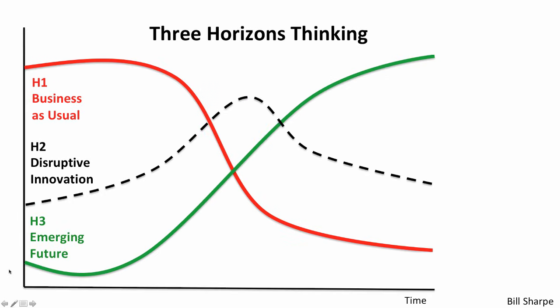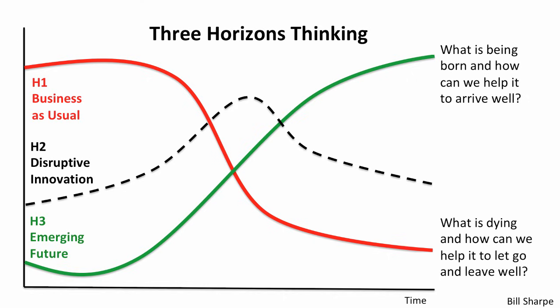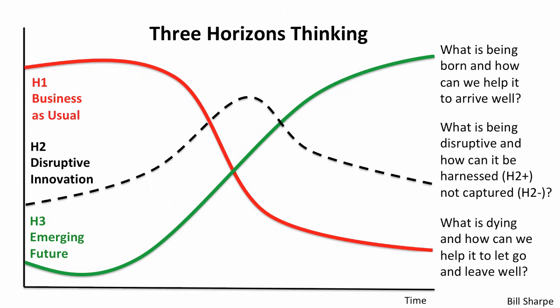So, pulling back, in any context of transformation, there are three overriding questions that can always be asked. What is being born, and how can we help it to arrive well? What is dying, and how can we help it to let go and leave well? And what is being disruptive, and how can it be harnessed, H2+, not captured, H2-? That's the framework in summary. I think it can also be used as a tool for a deeper dive in a group strategy workshop.